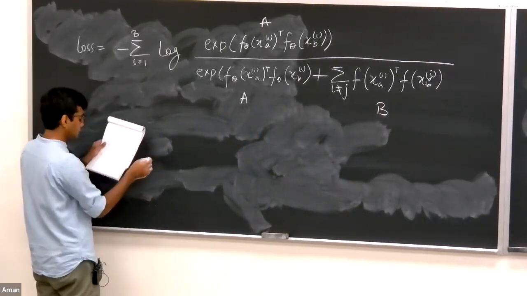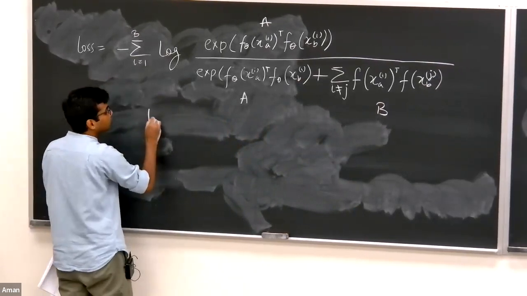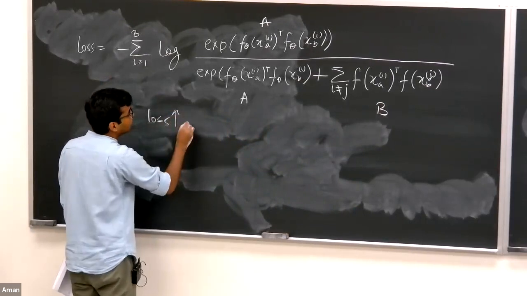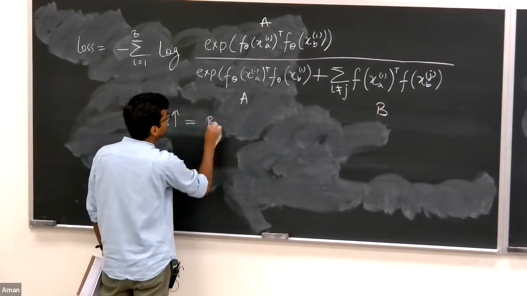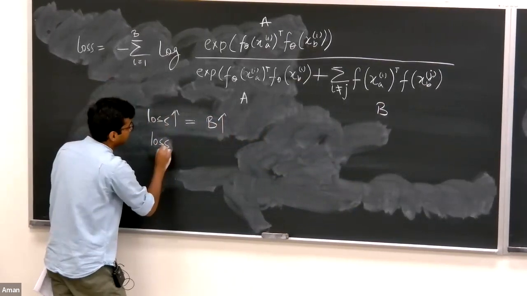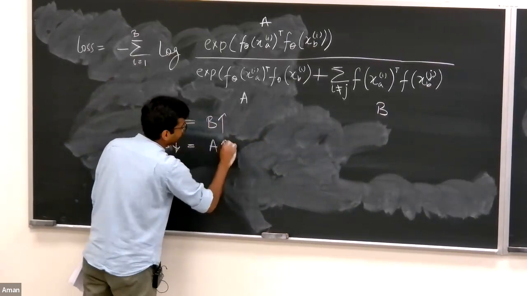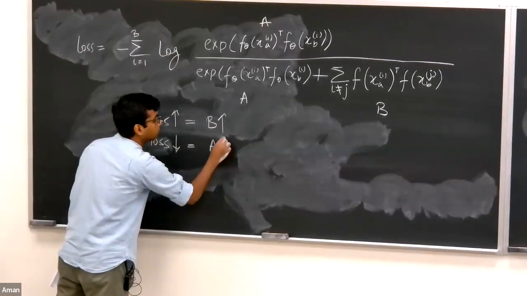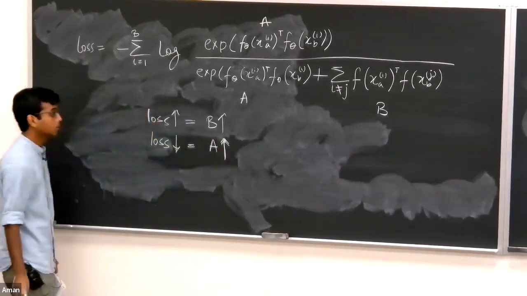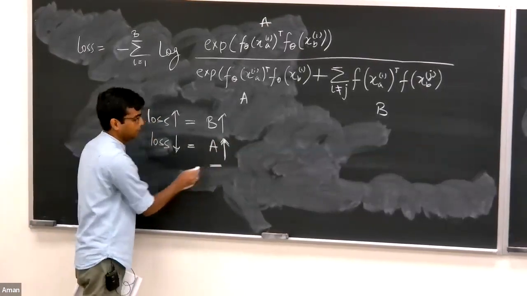Just by basic arithmetic, you can say that this overall term is increasing in B. For example, if the loss goes up, this means that B is also going up, right? And if the loss is going down, this means that A is going up, right?